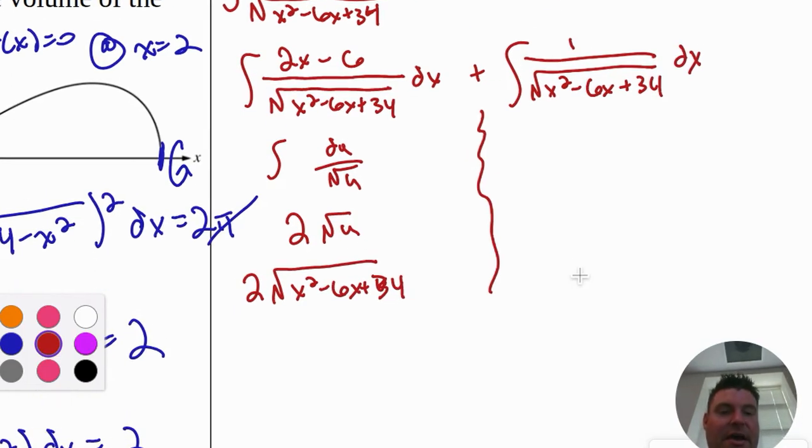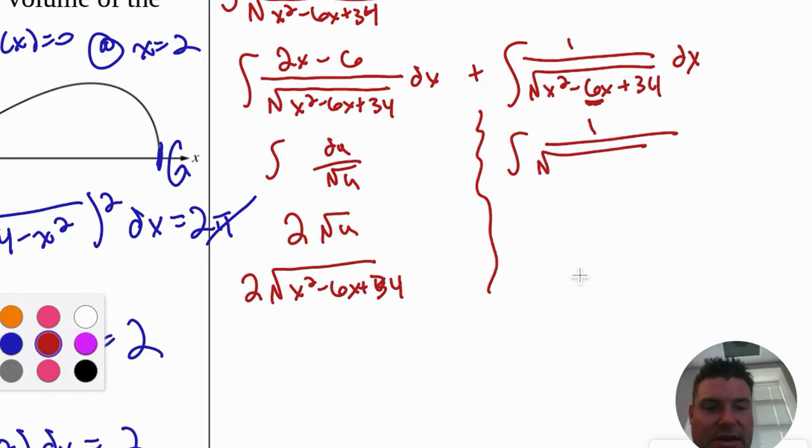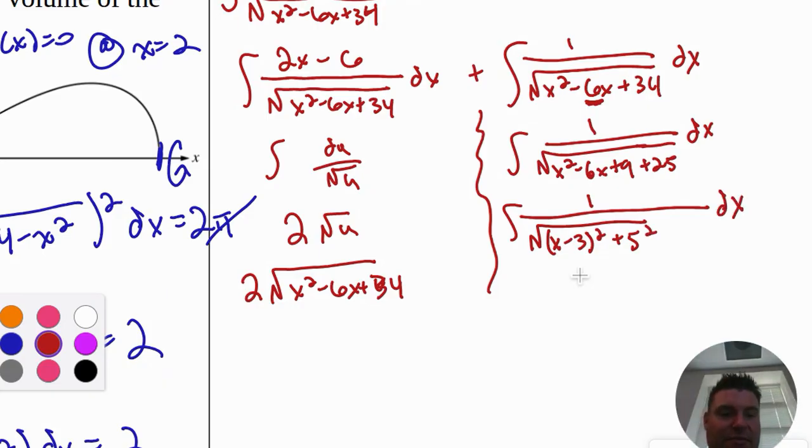This next part right here kind of looks like arc sine, but it's not in the form that we need. So let's go ahead and complete the square here. Let's cut that negative 6 in half and square it. I'm going to get 9. I want in the denominator there to be an x squared minus 6x plus 9. In order to get that plus 9, I'm going to split up that 34 and add a 25 over here. The reason I do that is I now get this integral where I get x minus 3 all squared plus 5 squared. This is mathematically equivalent to what I have right above it.